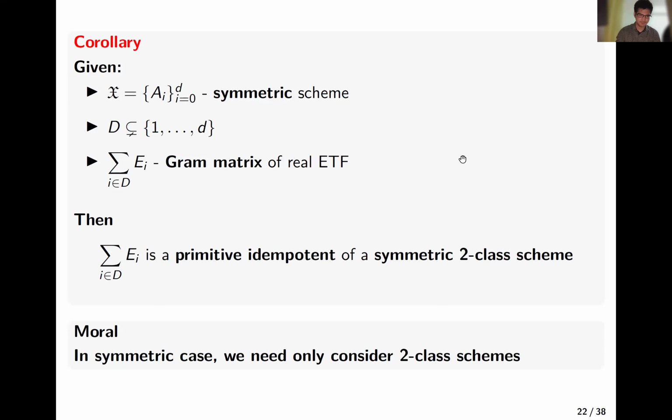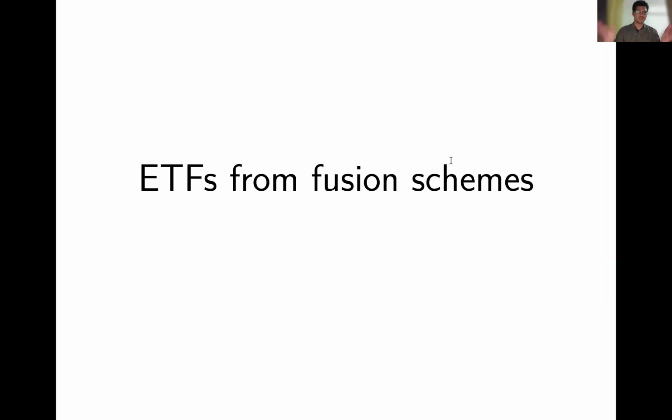And the moral of this is that in the symmetric case, or when we're looking for real ETFs, we need only consider two-class association schemes. So we've kind of reduced the search space from symmetric association schemes with however many classes to symmetric association schemes with only two classes. And this reduction allows us to motivate this idea of fusion. And this brings us to this last section, which I want to spend the most time on, ETFs from fusion schemes.